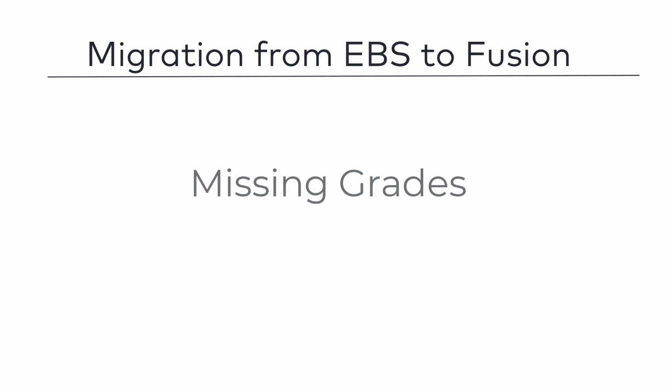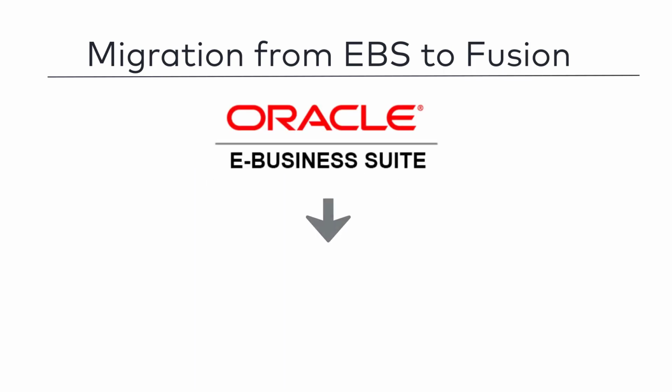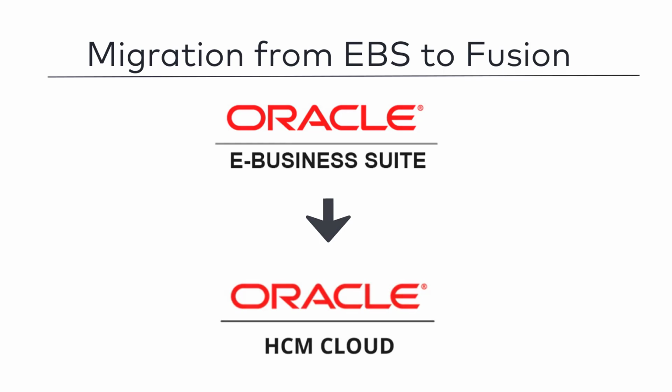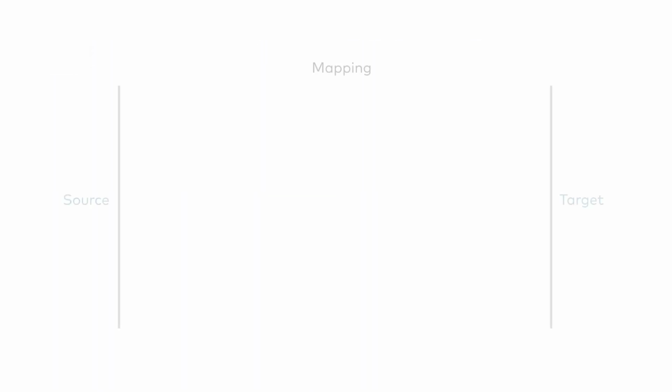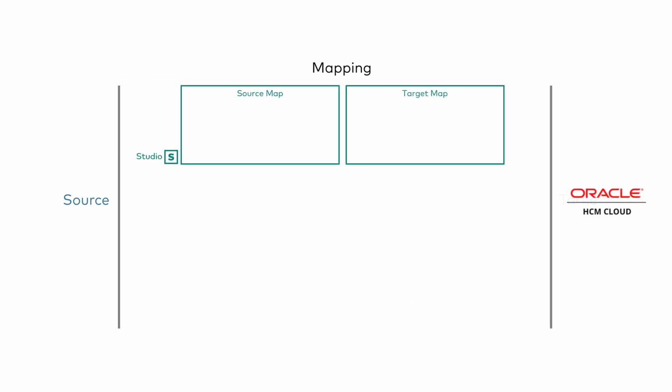How do we deal with missing grades? We are migrating HCM data from EBS to Fusion and have set up the basic data for people and their assignments using MIGFX. In the studio, we have set up target metadata based on the Fusion CSV file requirements for the basic worker and work assignment areas.